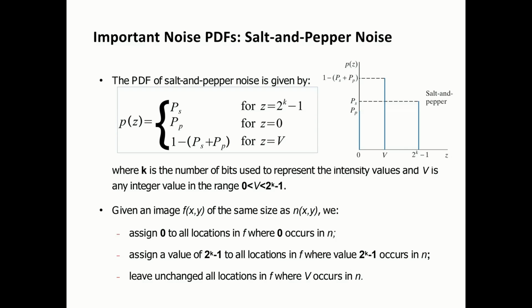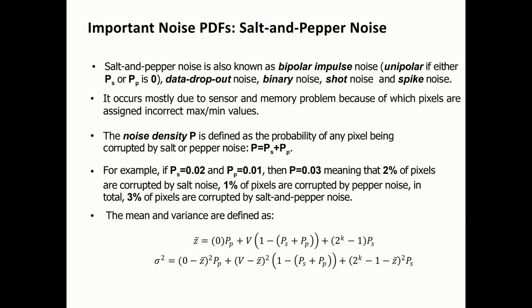Okay, now Z is the value of any pixel intensity. So how to generate this type of noise? I will assign 0 to all locations in the image where 0 appears in the noise domain. And I will assign the highest value to all the locations in the image that have the maximum value in the noise domain, and leave the others unchanged. Okay, so some of the pixels according to this distribution will be assigned low or high.